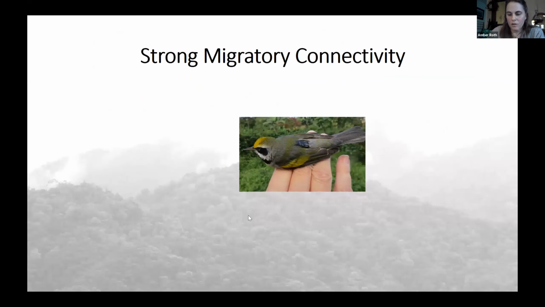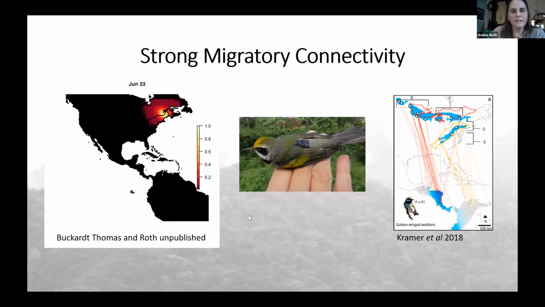We know a lot about golden-winged warbler connectivity. The bird in the middle has a light-level geolocator on it. It's this technology from which we know most of the migratory connectivity information for the species. We have very little from band returns. The graphic on the left that's playing is a single golden-winged warbler that was tagged in Vermont and is en route to spending winter in Colombia. You'll see the hotspot there.